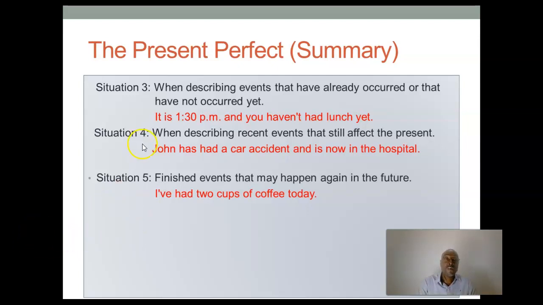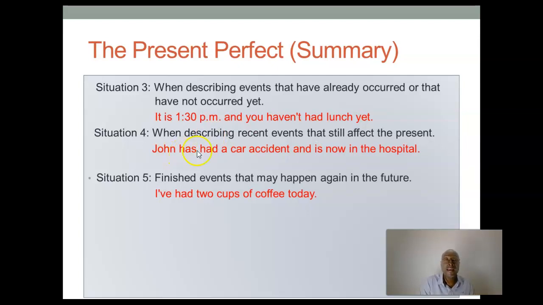Situation number four, when you want to describe an event that still affects the present. It's a finished event, but somehow it still affects the present. For example, John has had a car accident and is now in the hospital. So this is how it affects the present moment, because he's in the hospital right now as a result of the accident injuries.